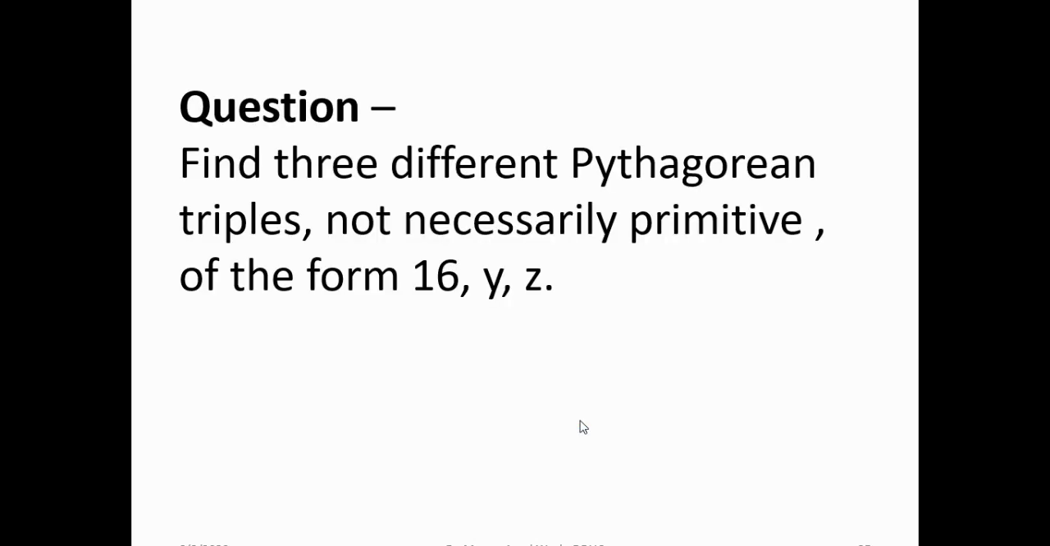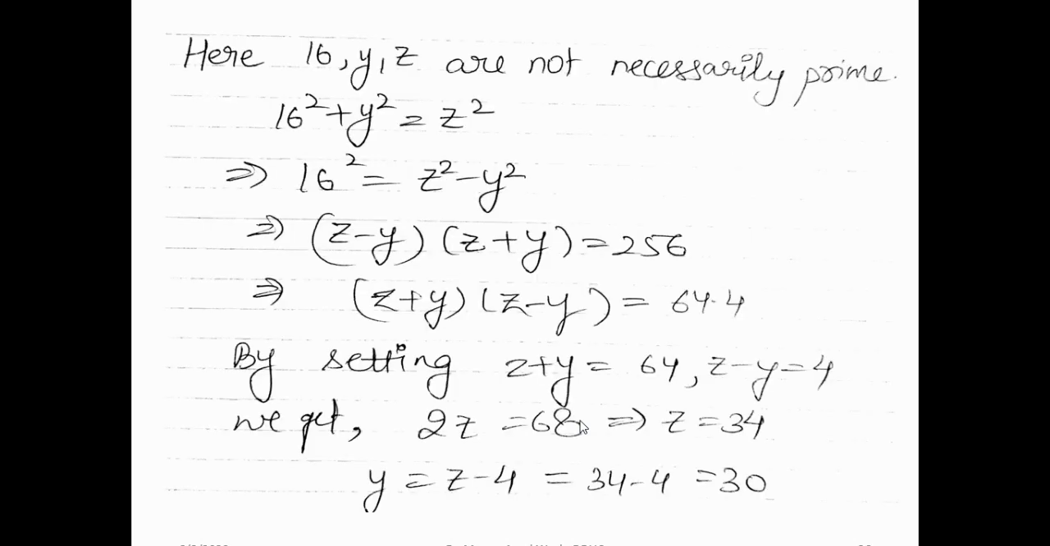Let's see this question. Here we have to find three different Pythagorean triples, not necessarily primitive, of the form 16, y, z. So here 16, y, z are not necessarily prime, and by Pythagoras theorem 16² + y² = z². So this implies that 16² = z² − y², and this implies that (z − y)(z + y) will be 256. 16² is 256. So 256 we can write as 64 into 4.